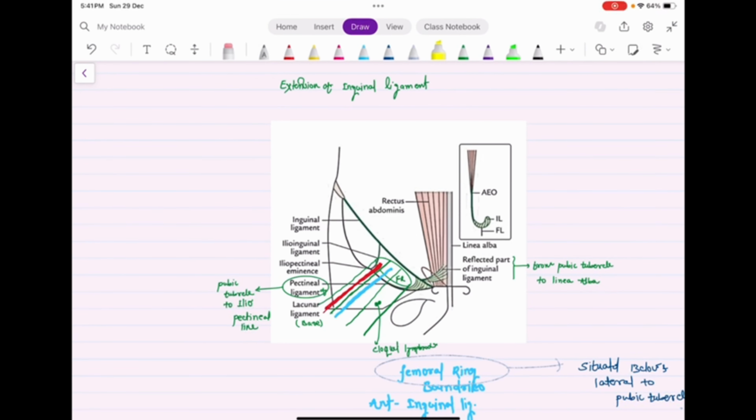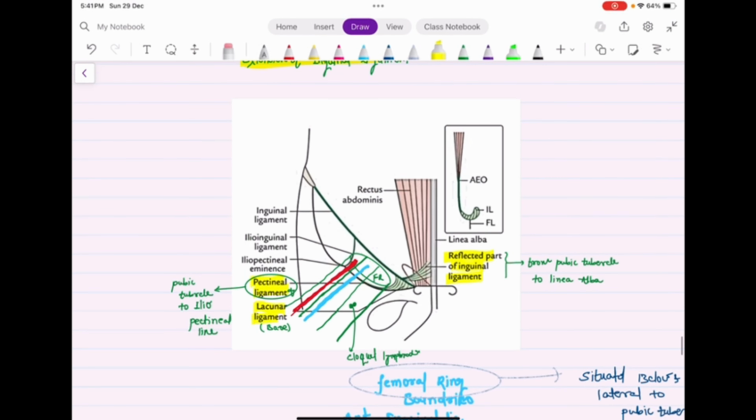Coming to the extensions of the inguinal ligament. The extensions of the inguinal ligament are the reflected part of the inguinal ligament, the lacunar ligament, and the pectinate ligament of Cooper. The reflected part of the inguinal ligament is from the pubic tubercle to the linea alba. And the pectinate ligament is from the pubic tubercle to the iliopectineal line.